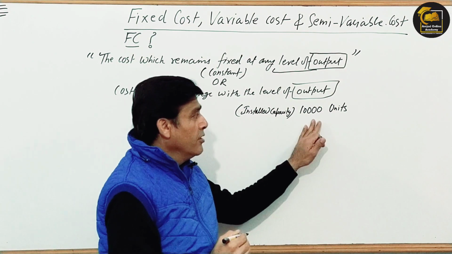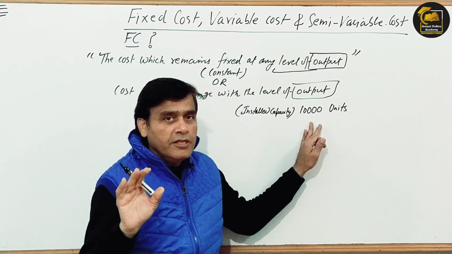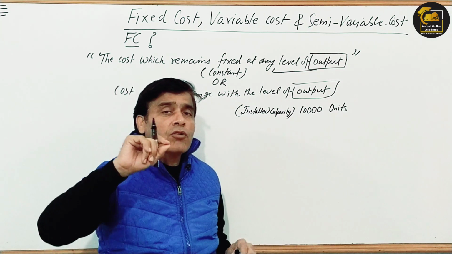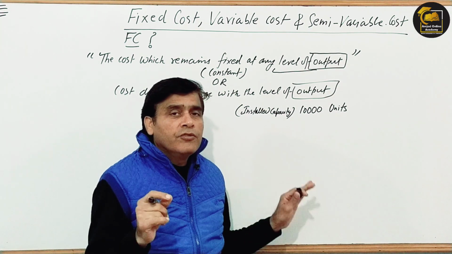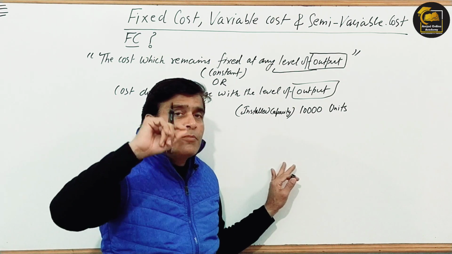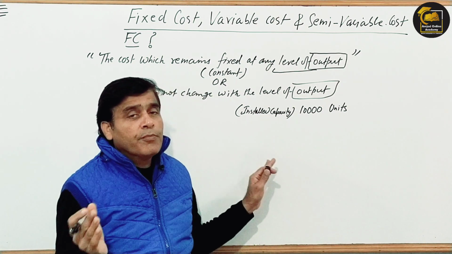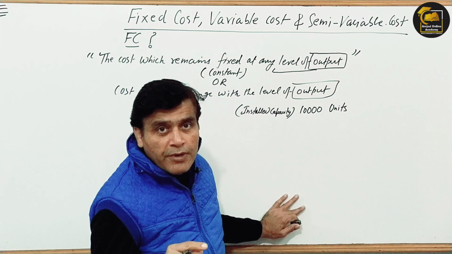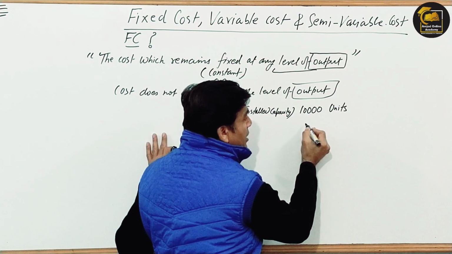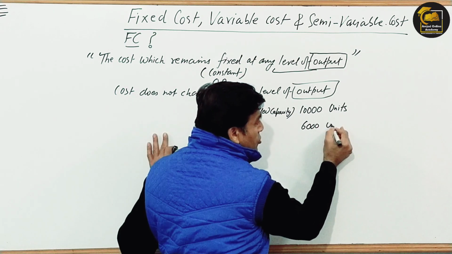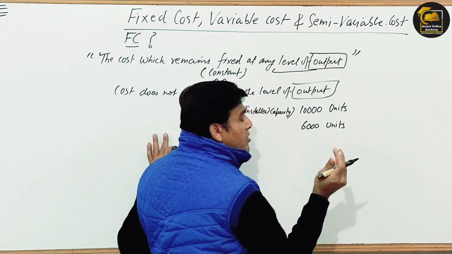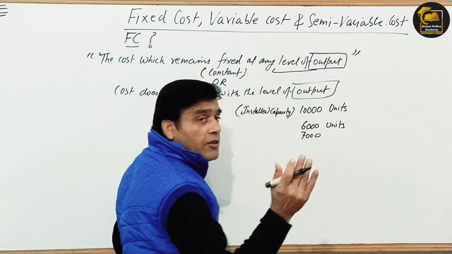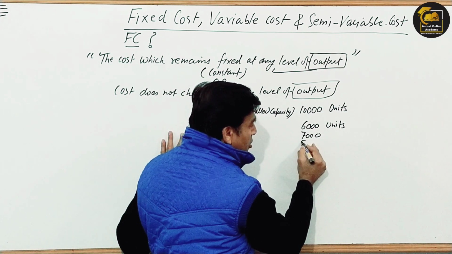Of that particular plant. But whatever the installed capacity of that particular plant is, it does not mean that you will produce that same number of units. The production level will be different. Suppose you produce according to the demand in the market. Suppose the demand in the market is only 6,000 units. If the demand increases, you will start producing 7,000 units. If the demand decreases, you will produce 5,000 units.